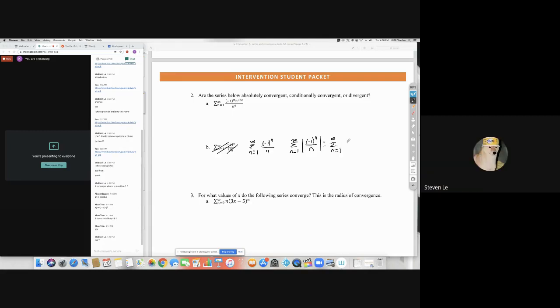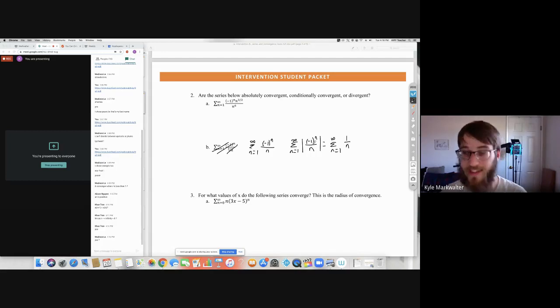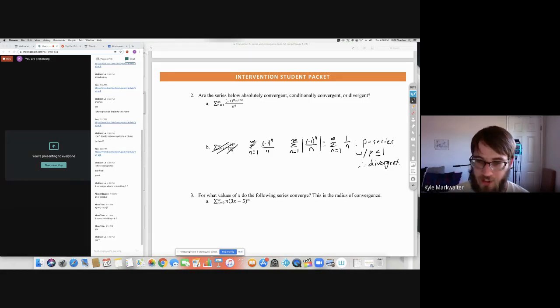So it's a p series? It's a p series, exactly. This basically kills the alternating part of it, and it turns into a p series. Notice it's a p series with p less than or equal to 1 and is therefore divergent. Now pause. We did not actually check our original series. We checked for absolute convergence. So this means it is not absolutely convergent.